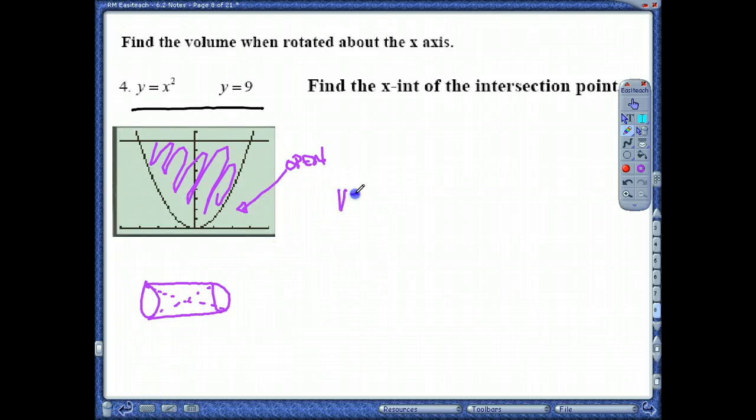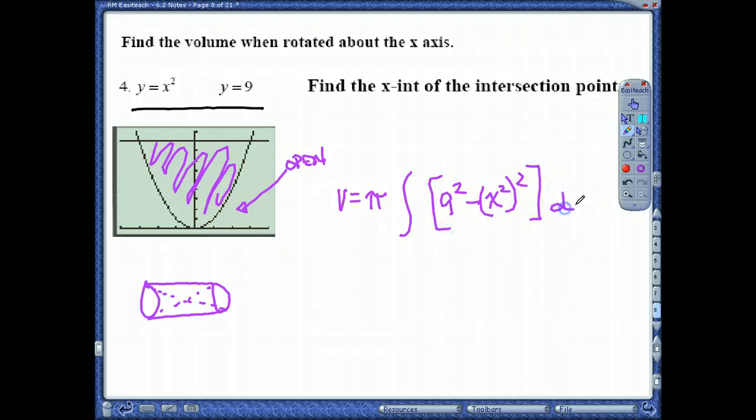So when I find that volume, I'm going to take that pi out. I know that it's the top function, which is that 9. And I'm going to subtract that bottom function, which is my x squared. So that top function was my 9. That bottom function is my x squared guy. So I'm going from top to bottom.